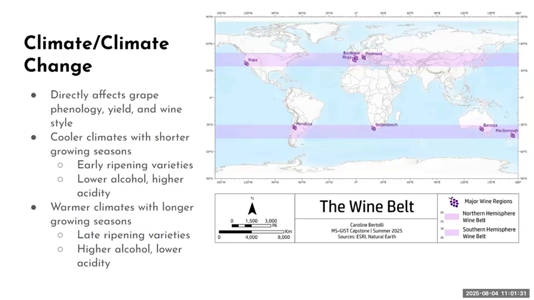While there is debate over the significance of terroir, particularly between Old World and New World industry members, it is true that climate directly affects grape phenology, yield, and wine style. Cooler climates with shorter growing seasons are good for early ripening varieties. These wines are lower in alcohol and higher in acidity. Warmer climates with longer growing seasons are good for late ripening varieties. These wines tend to have higher alcohol and lower acidity. This is important to note, as younger demographics are showing preferences for lower alcohol products, alternatives to wine, or abstaining from alcohol altogether.